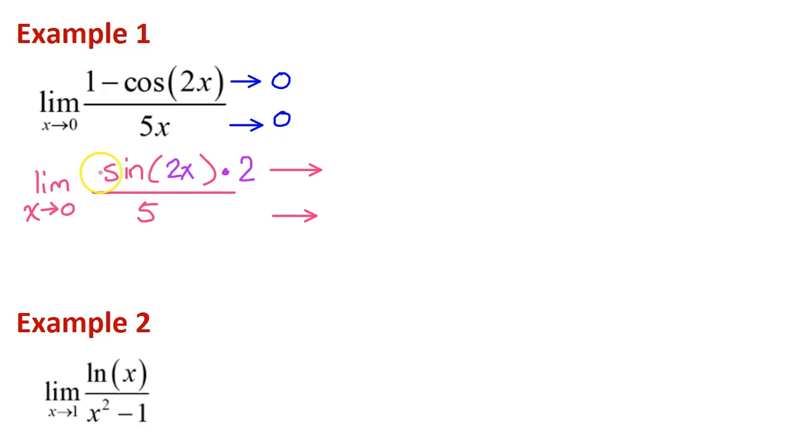If we do direct substitution now, the sine of 0 is 0. So the numerator is approaching 0, while the denominator remains a constant 5. 0 over 5 is 0, so that's the limit.